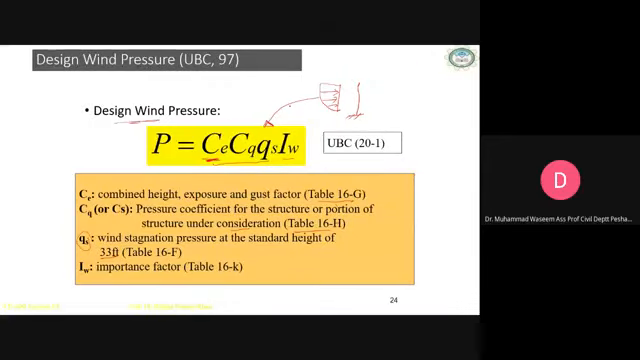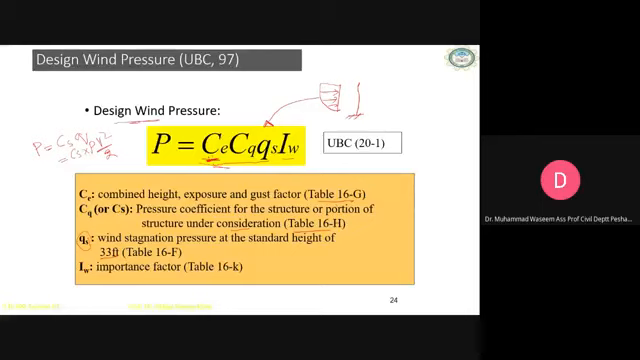Now, as I told you, we have discussed two different procedures to estimate the design wind pressure. This is the second procedure. The first procedure, whenever you want to estimate the wind pressure, is CS into Q, and that Q is rho times velocity of the wind squared divided by 2. But there is an alternative procedure you can also use, and it also comes from this UBC code. You can use this formulation.